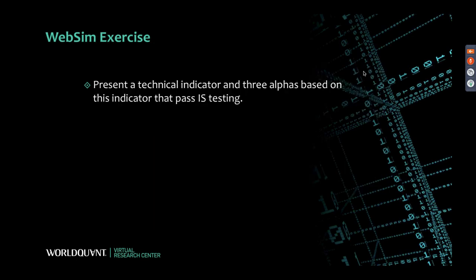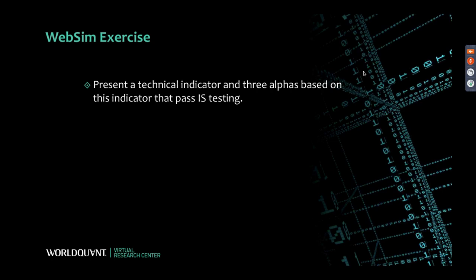And so we're almost at the end. To close it, one Websim exercise that you might want to do for yourself. Look for a technical indicator that you think is interesting, and try to create 3 alphas based on this indicator that pass the IS testing. So it's a tough one.